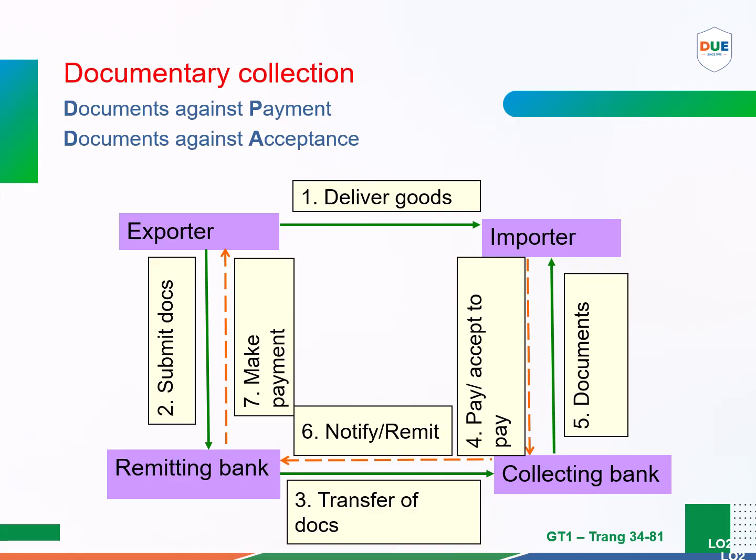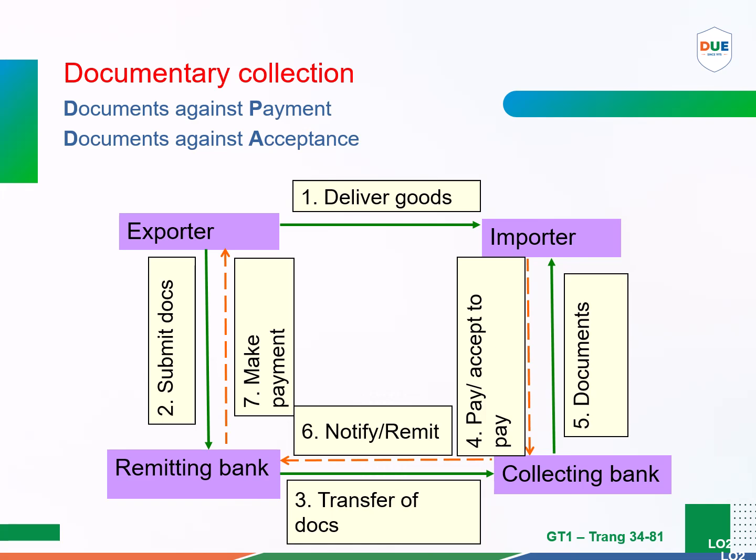The exporter's bank forwards the documentary collection to the importer's bank to collect payment. The importer's bank notifies the buyer and only releases the shipping documents when the buyer meets the collection conditions, depending on the agreed form. Once payment is received or the draft is accepted, the importer's bank transfers the funds to the exporter's bank, which then credits the exporter's account.